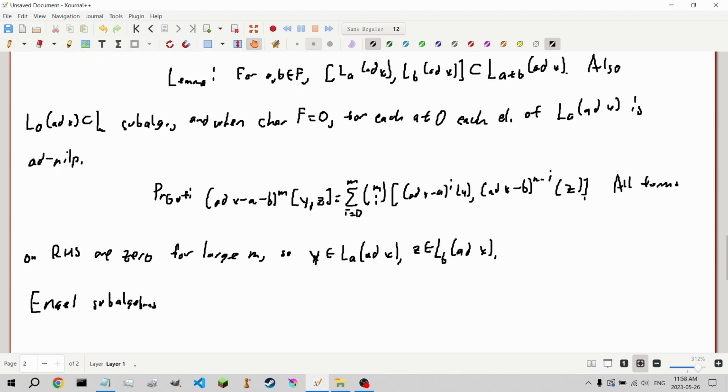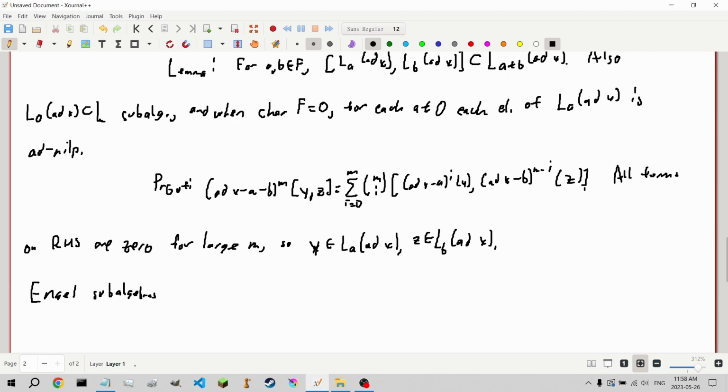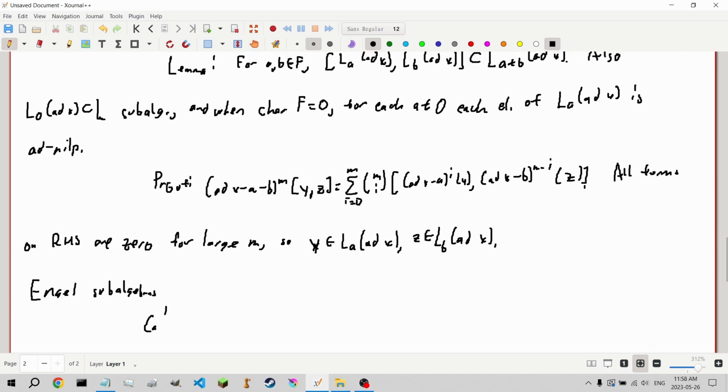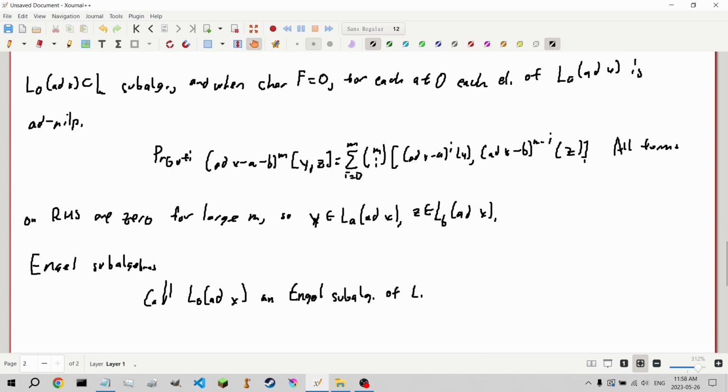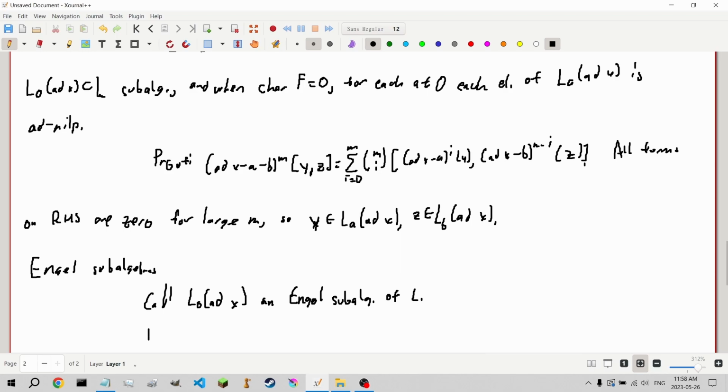We just saw that L0 of the adjoint of x is a subalgebra. So we're going to call each L0 of the adjoint of some x an Engel subalgebra of L. We then get a couple of lemmas to go along with this.